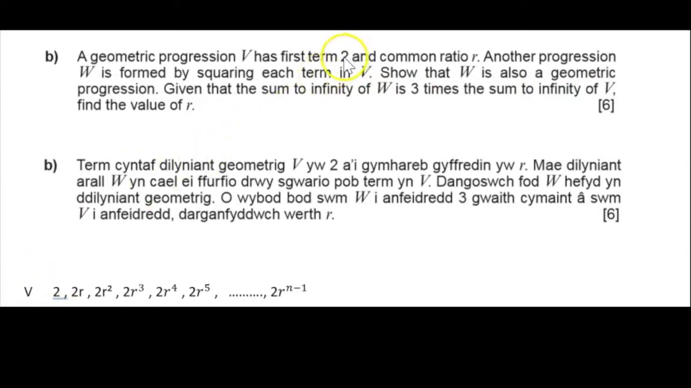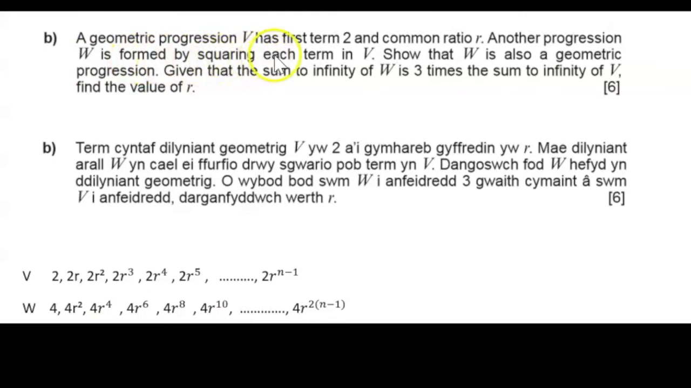It has first term 2, common ratio r. So the first term is 2, the common ratio is r, so the next term is 2r. The next terms are 2r squared, 2r cubed. This is the first term, this is the second and third. The sixth term is 2r to the 5, so the power is 1 less. The nth term is 2r to the power n minus 1. So we know about series V.